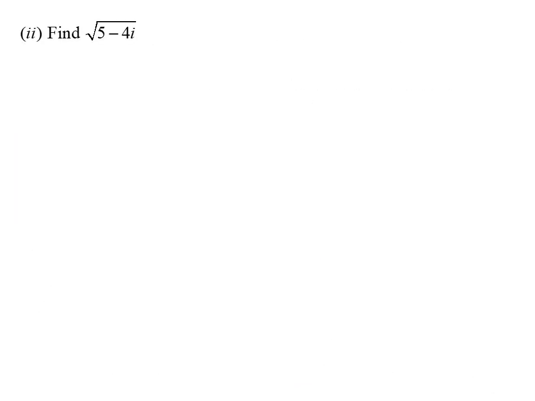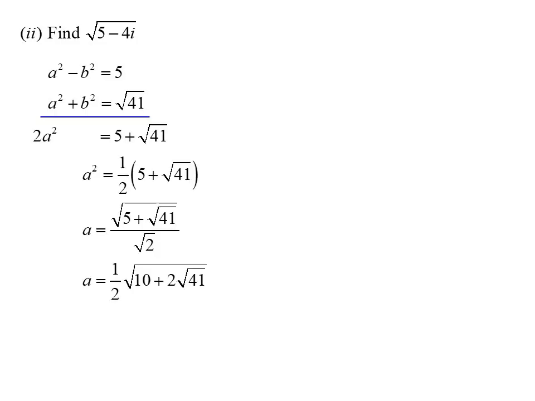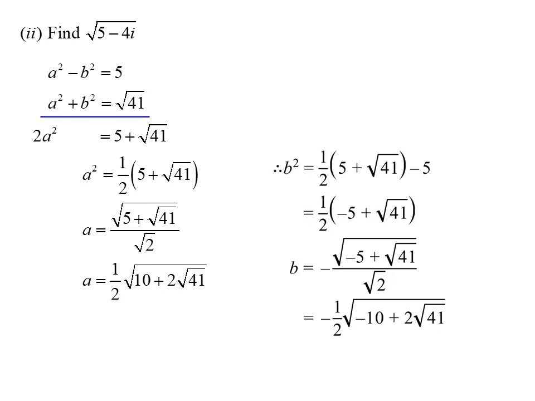A little bit more involved because we don't get a Pythagorean triad on this one. You can't go 4, 5 and get a nice neat number to become a Pythagorean triad. So a squared minus b squared is 5, but a squared plus b squared is the square root of 41. Okay, let's eliminate the b squareds and I get this wonderful expression for a. It's a half of the square root of 10 plus 2 root 41. That's a number.